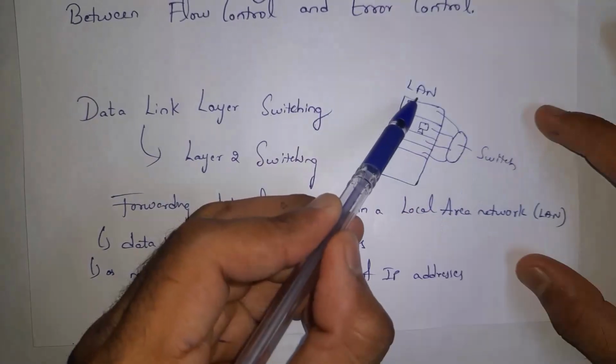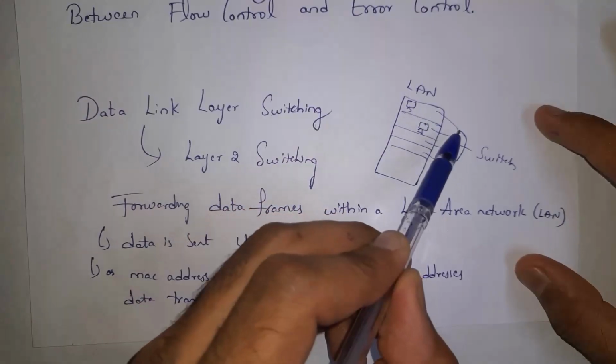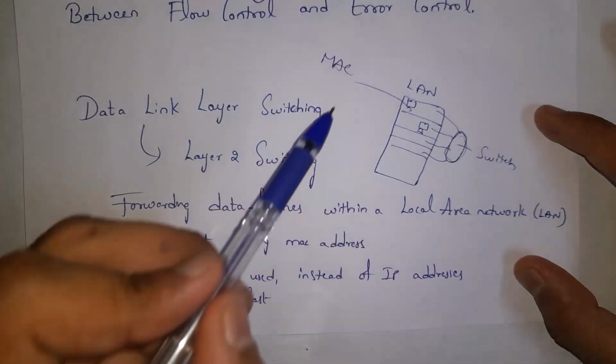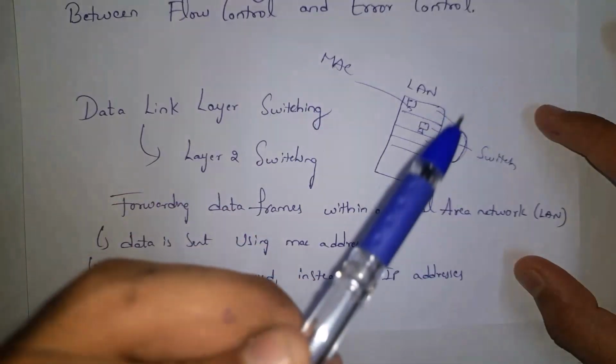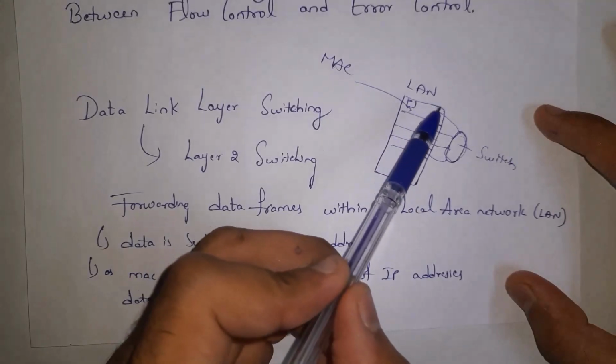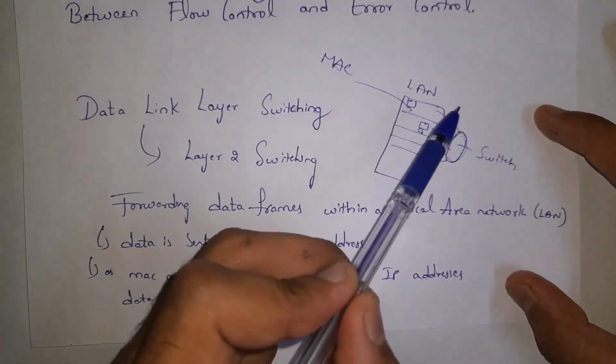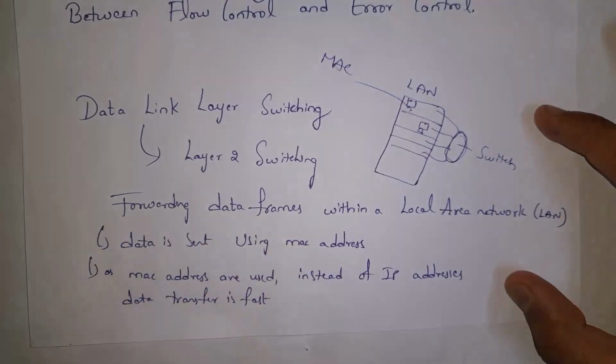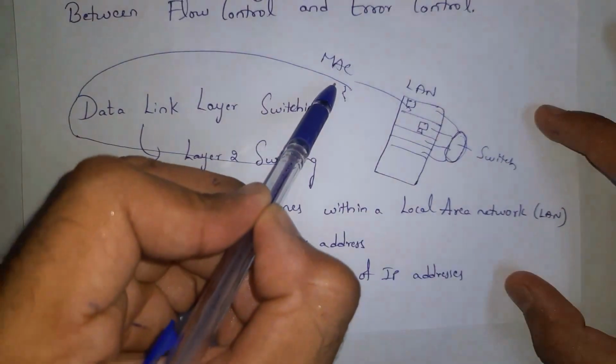Whenever one computer wants to send data to another computer in the local area network by using a switch, guys, each and every computer contains a MAC address. By using those MAC addresses, devices can communicate with each other. So if all devices are connected by using a switch, then devices will communicate with each other by using MAC address. Instead of IP address, devices are using MAC address. So data transfer is very fast. This is all about data link layer switching.